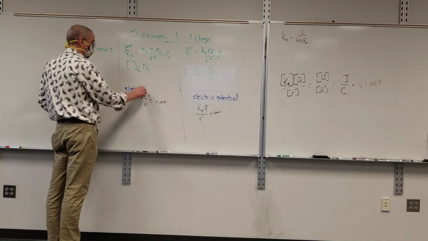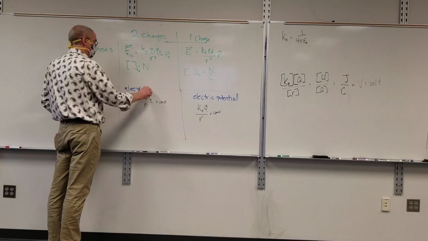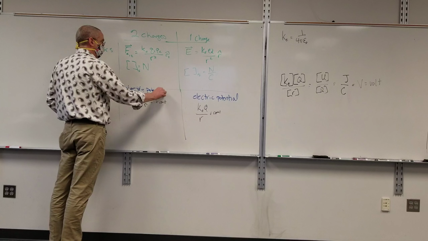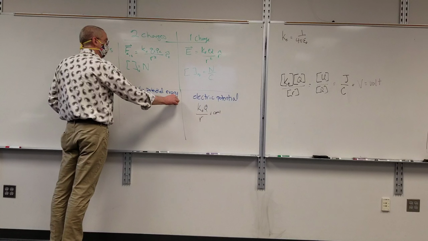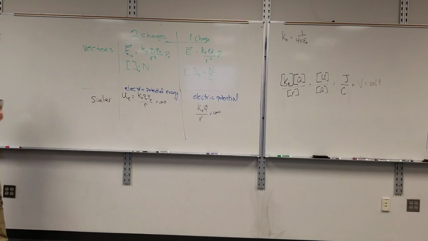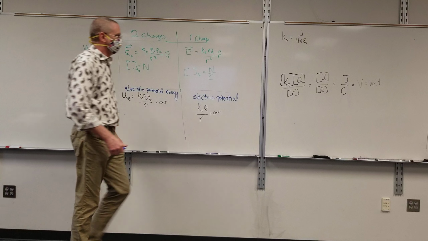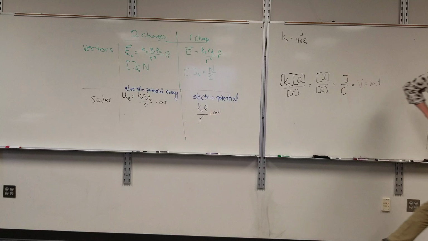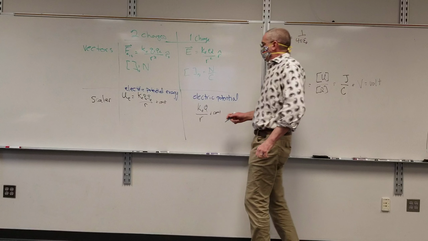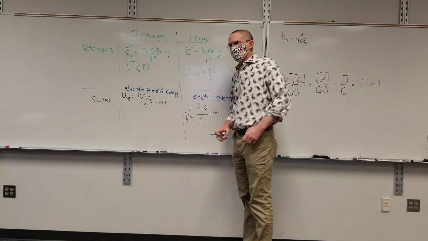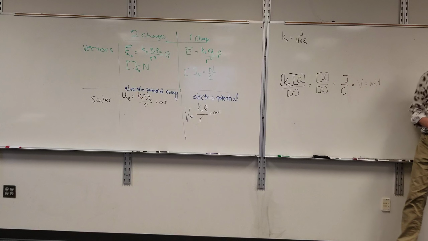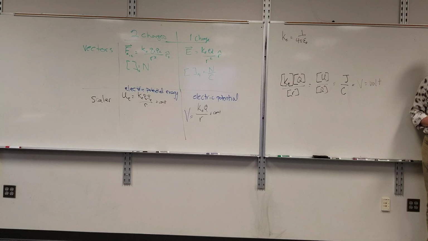So this is the electric potential energy. The symbol that is used for electric potential is the capital V. They just ran out of letters. So that's different than a volt, though? That is, it is. Okay.